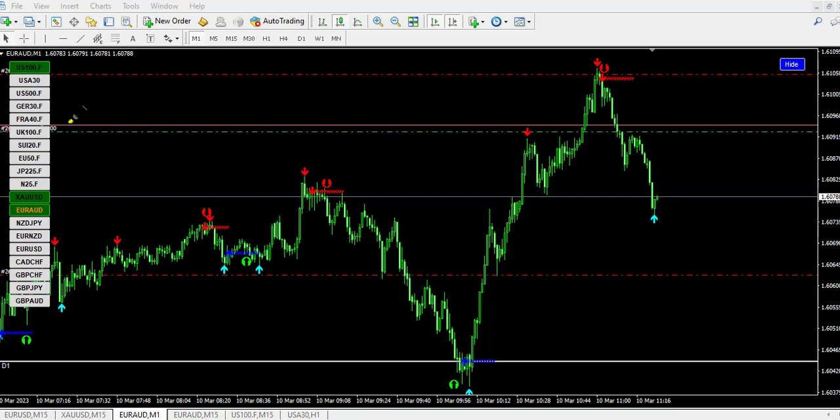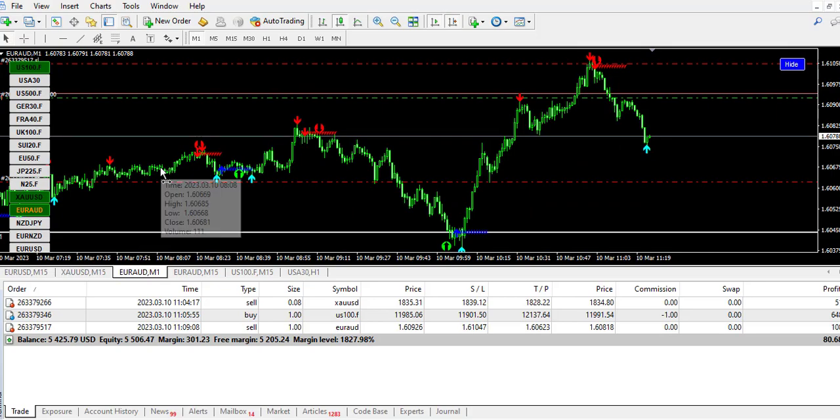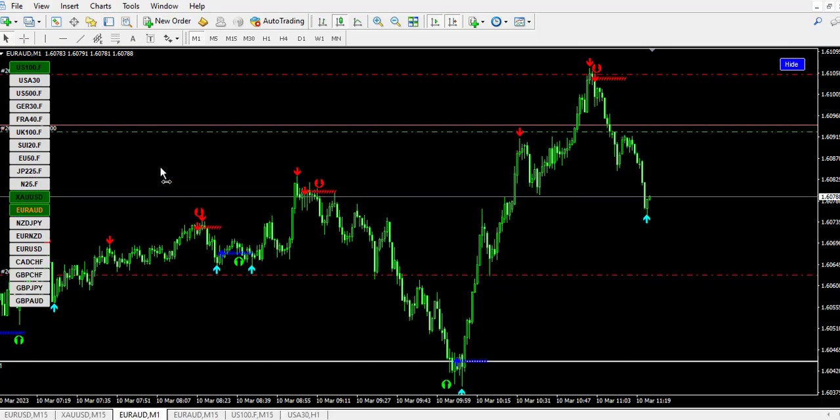And I entered 3 trades a few minutes ago. They are all running in good profit. I think this is like $80 plus. So let me show you how to use it once again.